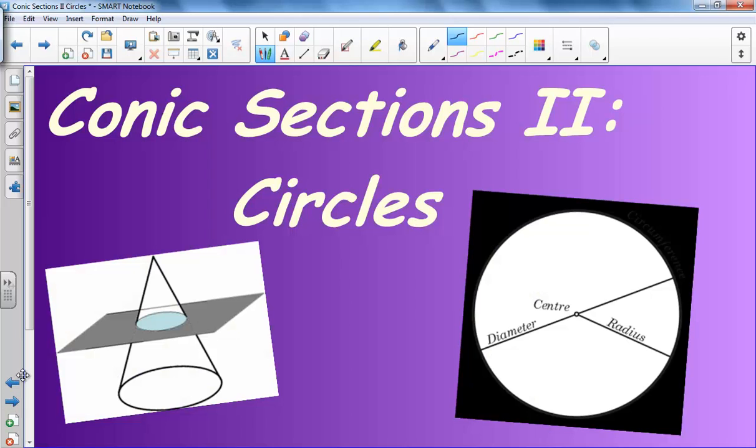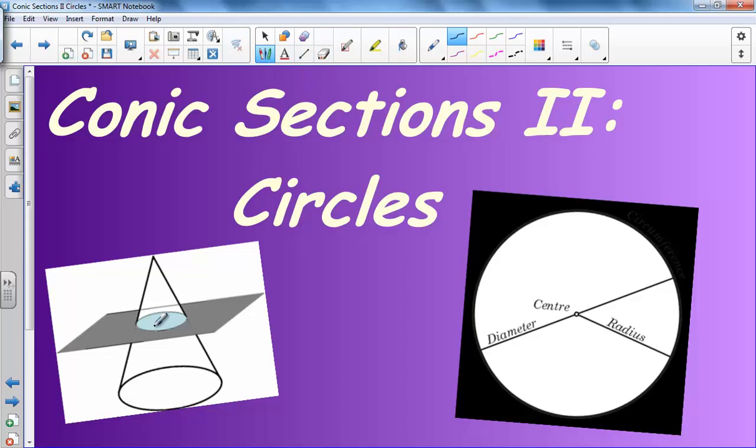Okay, so conic sections 2. First conic section was parabolas, and just so you remember, and we already quizzed over this, that if I cut through a cone and cut through its base, I can produce my parabola shape. And I could do that at a lot of different angles, but it has to go through the base to get your parabola shape.